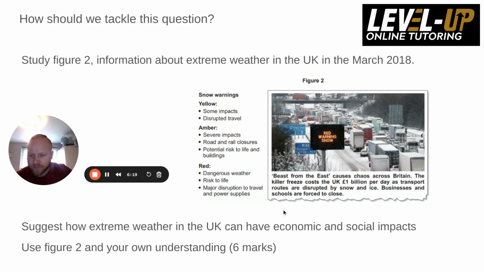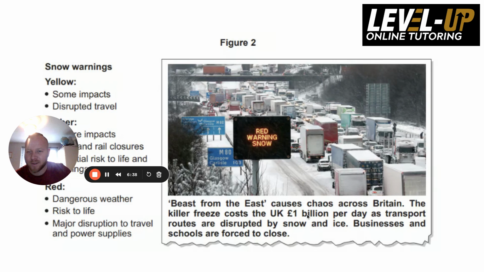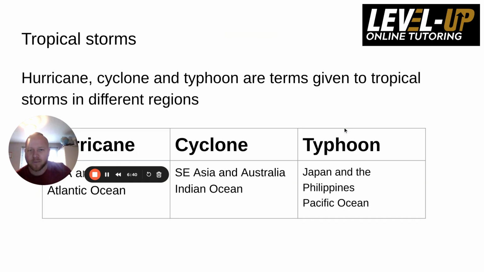Economic is all about money. Social is about people, and they can coexist, because if it's a social impact or an economic impact, it could be both. So if I'm losing money because I'm not at work, I'm being affected, so it's social. I'm also losing money, so it's economic. And as long as they've got a paragraph on each of those, they are going to get full marks. Okay, and there's just a bigger version there.